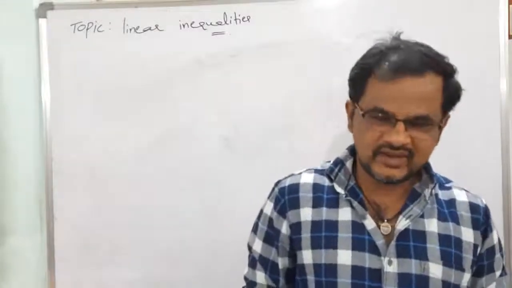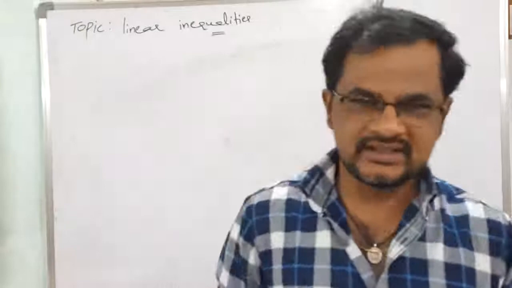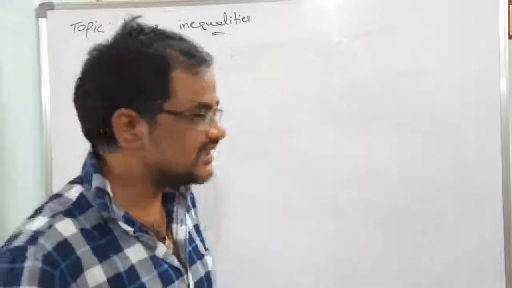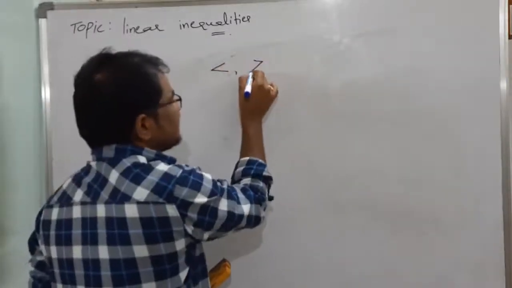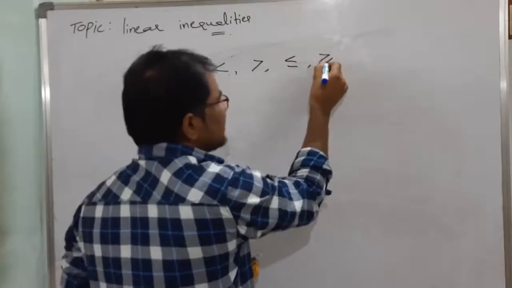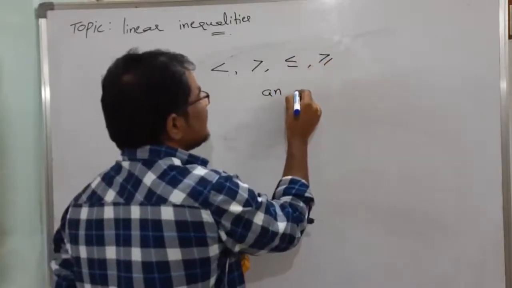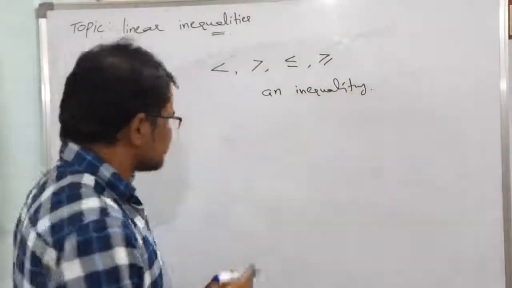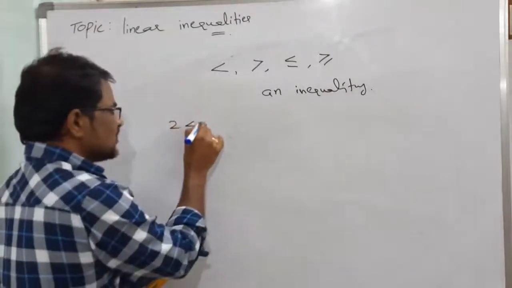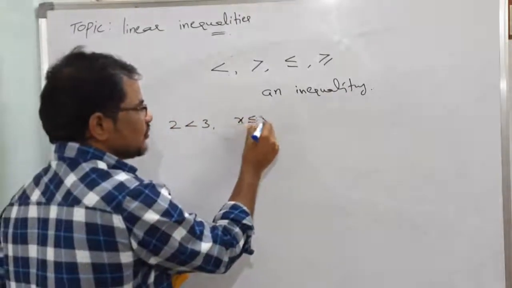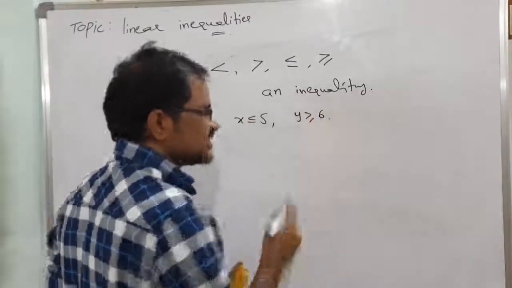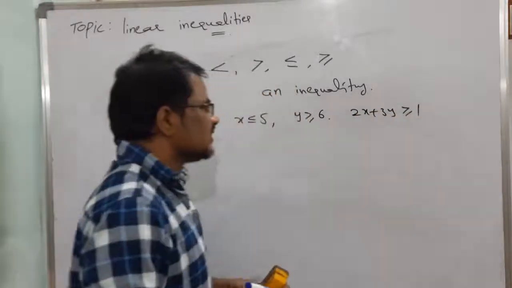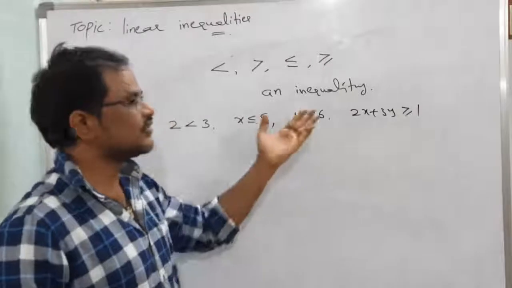Hi students, today's topic is linear inequalities. A statement involving the symbols less than, greater than, less than or equal to, greater than or equal to is called an inequality. Suppose you take some examples: 2 < 3, x ≤ 5, y ≥ 6, and 2x + 3y ≥ 1. These are examples of inequalities.